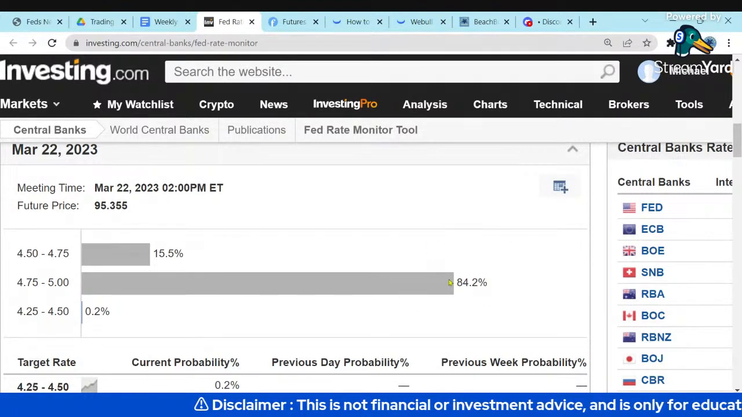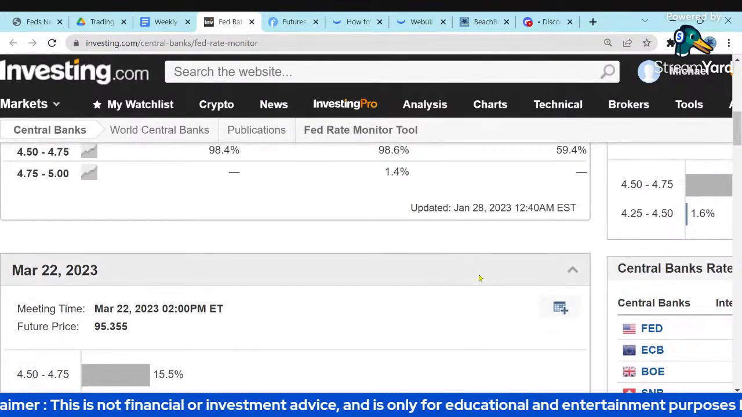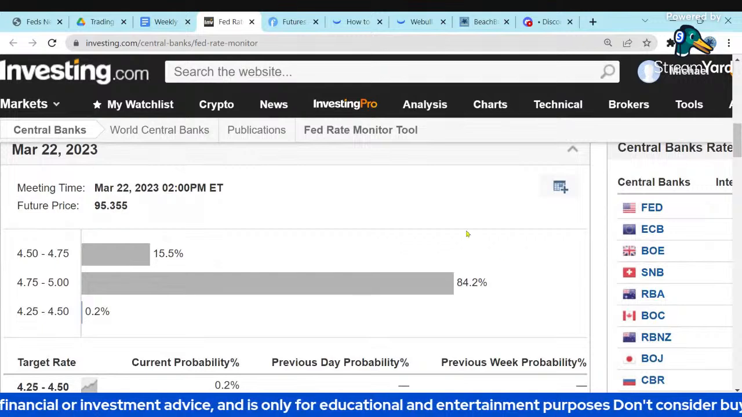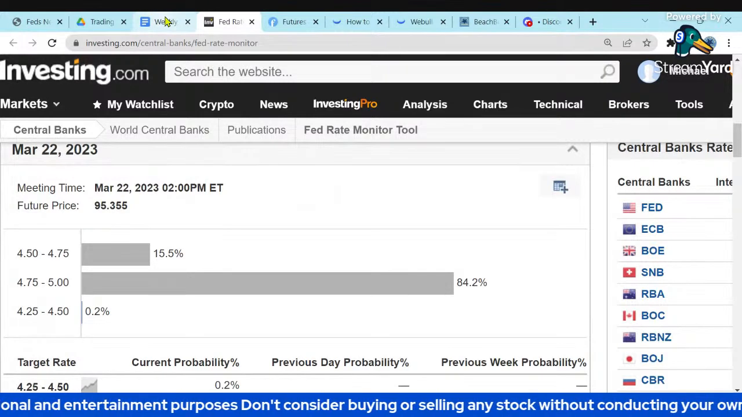So nobody's expecting a whole lot more. They're expecting a 25 and then a 25 again in March. Again, this will change all the time, and you can revisit this tool to get those Fed interest rates.